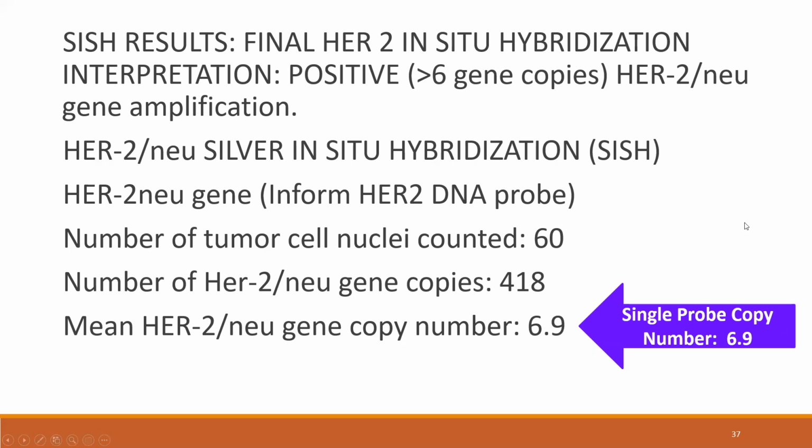I have never seen a single probe report. I've only ever seen the dual probes. But this is what it would look like. And really, in your text, what I would text would be the date and then HER2 by fish. And then the HER2 copy number 6.9 is what I would text. And I would put HER2 by fish positive, because this is positive.